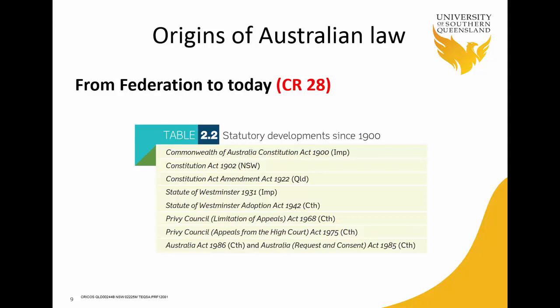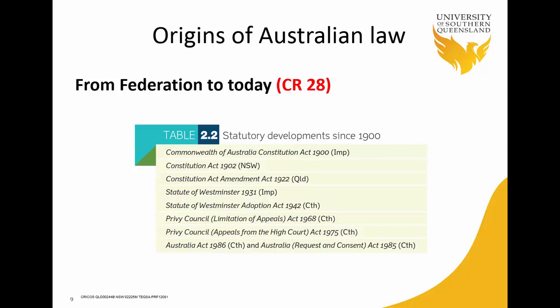Then there was the Constitution Act of 1902, which established the Constitution of New South Wales, now with the power to legislate for the peace, order and good government of the state rather than the colony, and the Constitution Act Amendment of 1922 in Queensland, where the Queensland Parliament transferred from a bicameral Parliament to a unicameral Parliament, so they have only one House of Parliament, only the lower house.